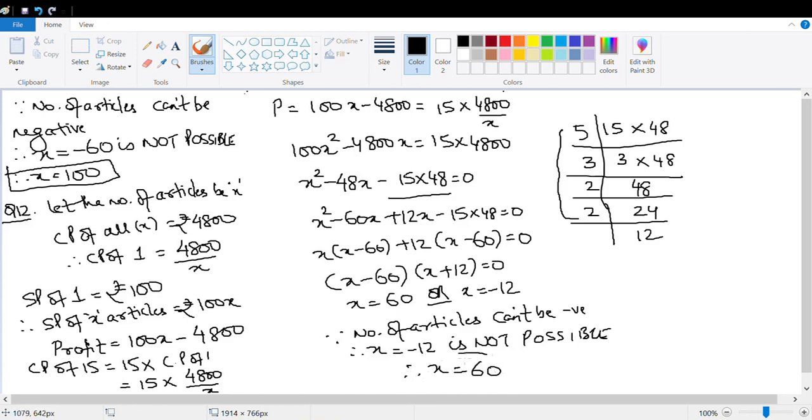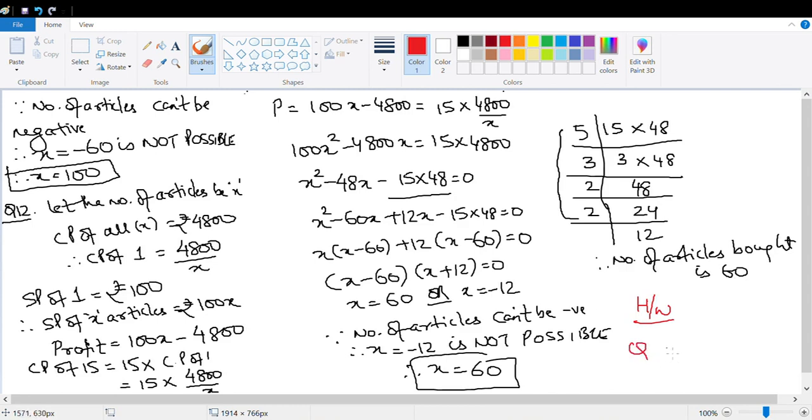Let's read the question one last time and figure out what they want me to find. Find the number of articles. Therefore number of articles bought is 60. Let's figure out what your homework questions are. Homework questions will be question number 2, 4, 6 and 9.